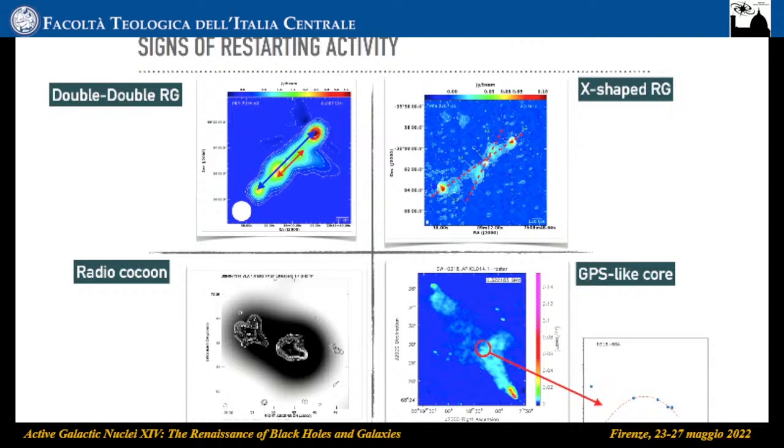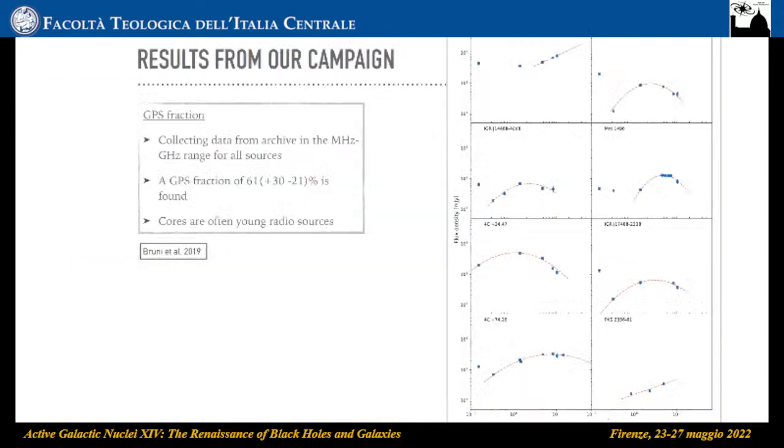And finally, the GPS I was mentioning before, that is, if you look into the core and you build the SED in the radio range, in particular in the gigahertz domain, you can get a peaked spectrum that indicates a young radio source, and in this context indicates a second radio phase with respect to the one that produced the more extended lobes. So we scanned all the sources with our data, or archival data, or survey data.